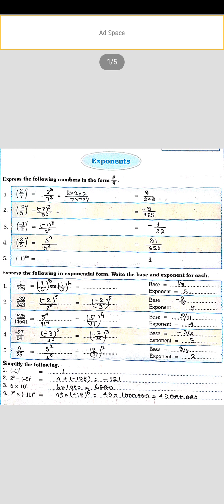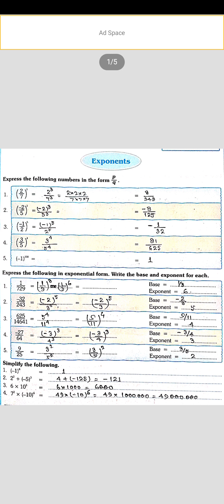Simplify the following. Minus 1 raised to the power 8 equal to 1. Why 1? Because 8 is a positive even number. If the power of minus 1 is an even positive integer, then the value of minus 1 raised to the power 8 equal to 1. If the power of minus 1 is an odd positive integer, then the value is minus 1.